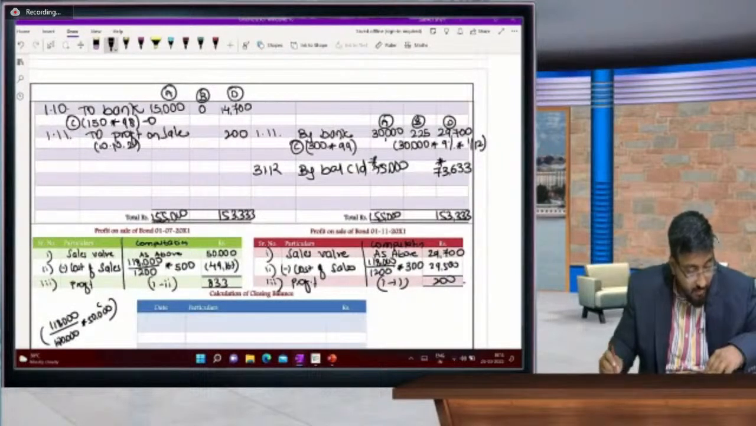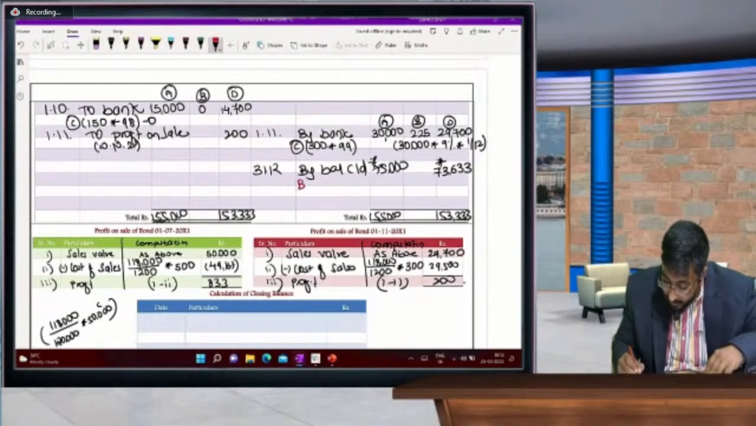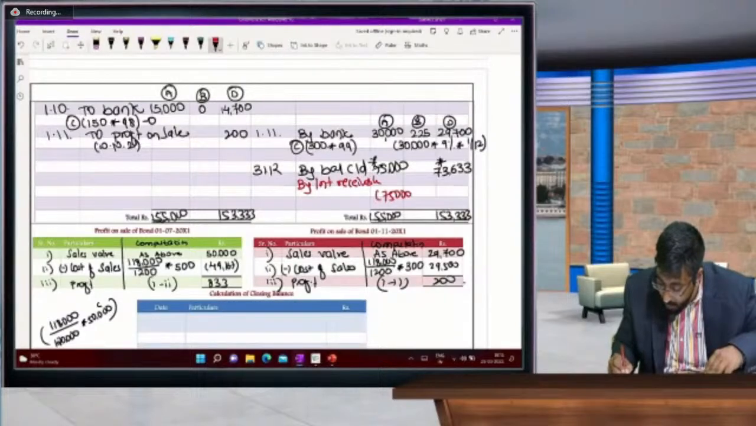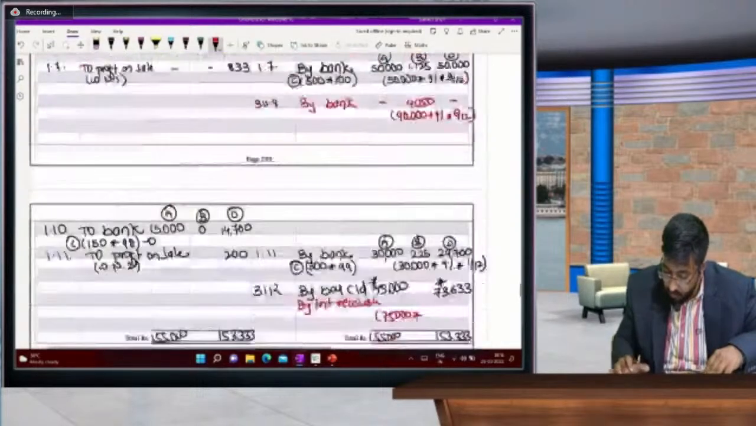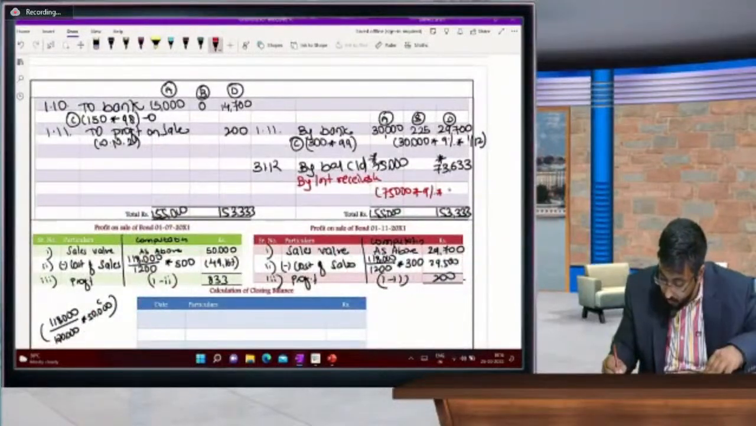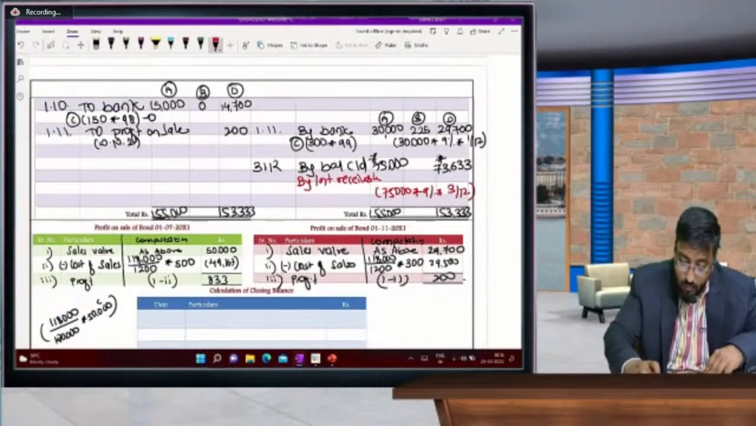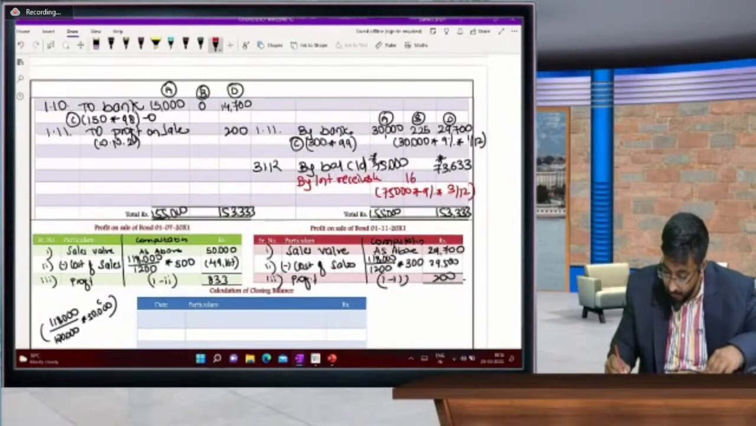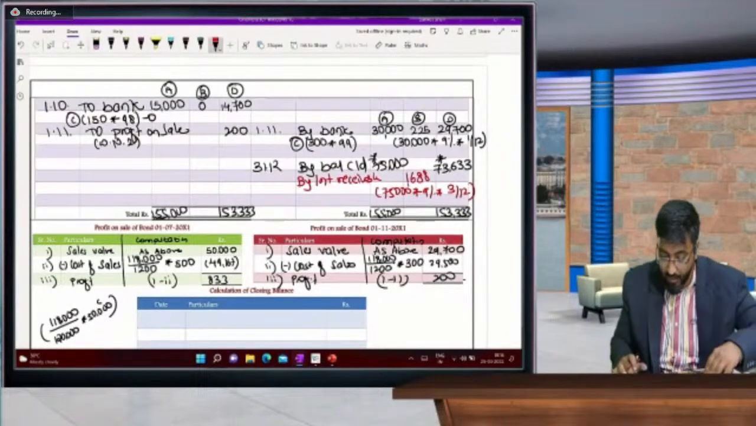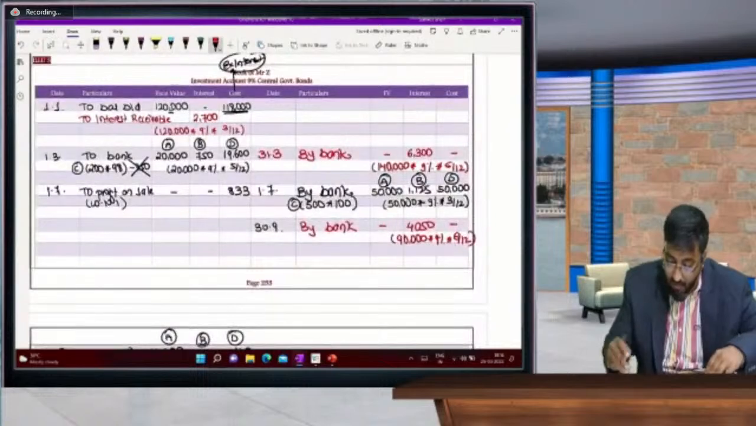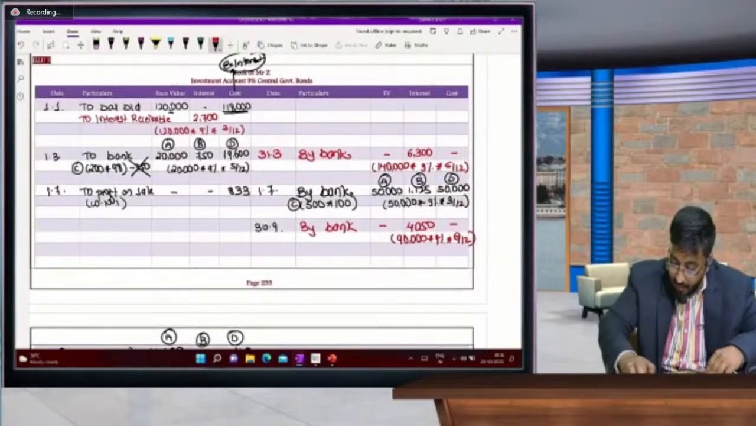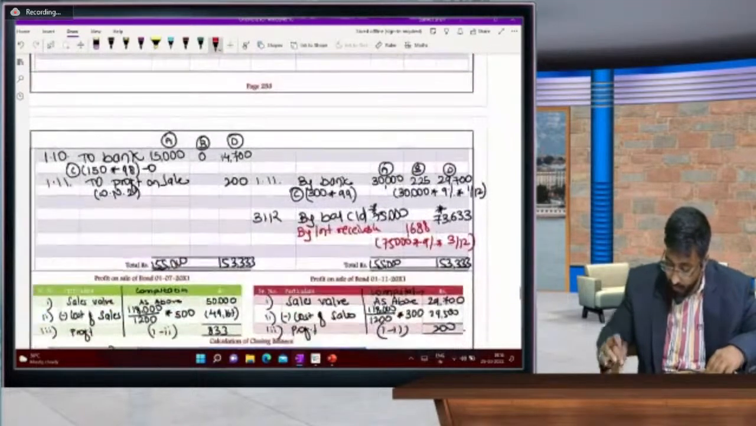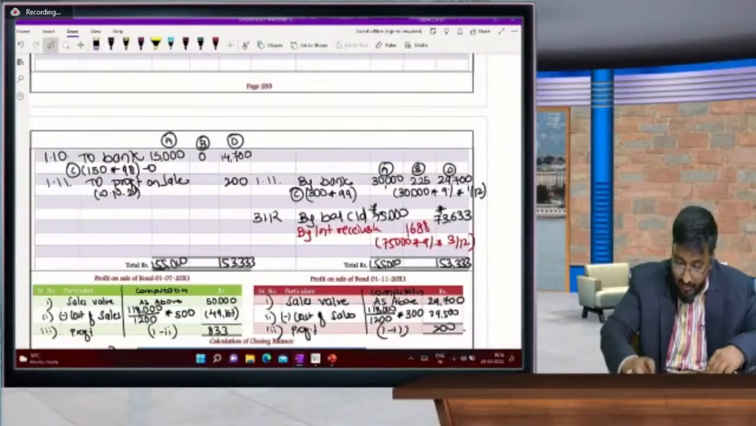And beta, on the same side, you are going to receive interest receivable, na, the last one. 75,000 into 9% into 3/12, 1,688. And now interest always has a credit balance, na, income. So 6,300 income, right beta, this is 1125 plus 4050 plus 225 plus 1688.